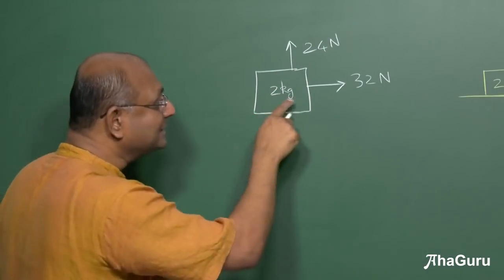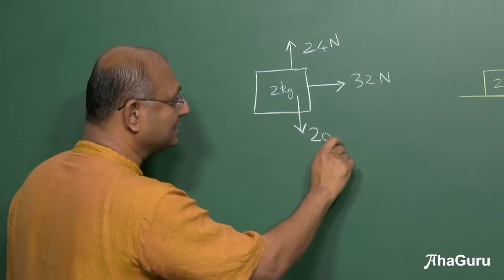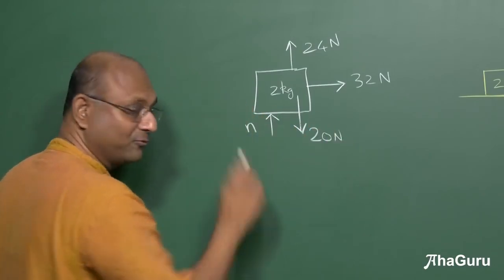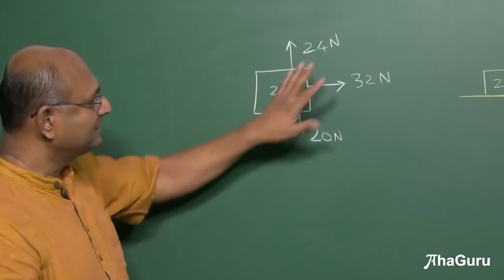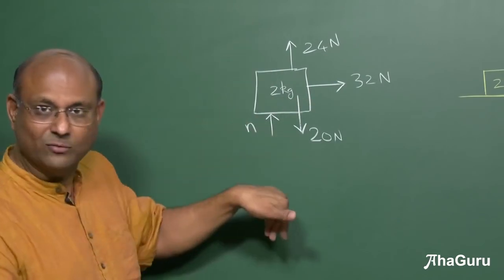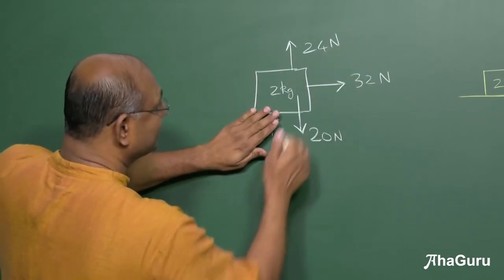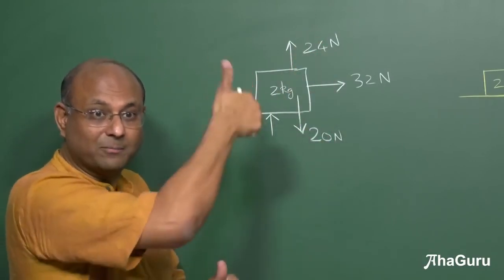But it is a 2 kg block. So that means it's going to have a force of 20 newtons downwards. And then there might be a normal force N. Now let us think, this 32 is not going to affect the vertical, no? So we can ignore the 32 for now. Let us not have normal force. Look at this. What do you think is going to happen? It is going to go up.